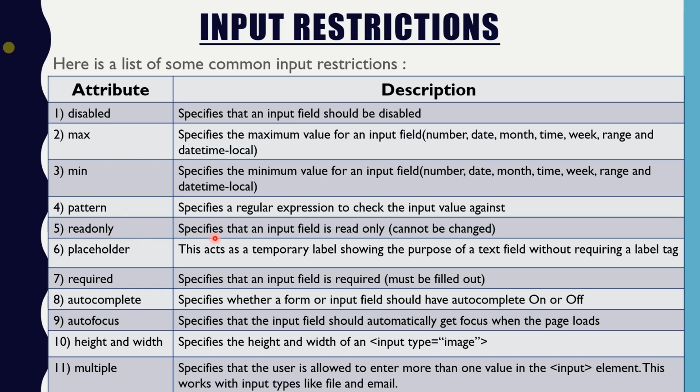Then next is readonly. Readonly specifies that an input field is read only, that is, it cannot be changed. This is similar to disabled. Here also the user can just view the field, but he cannot change it. Here also value is compulsory. For disabled and readonly, values are compulsory, so whatever text the user can see is written in value.